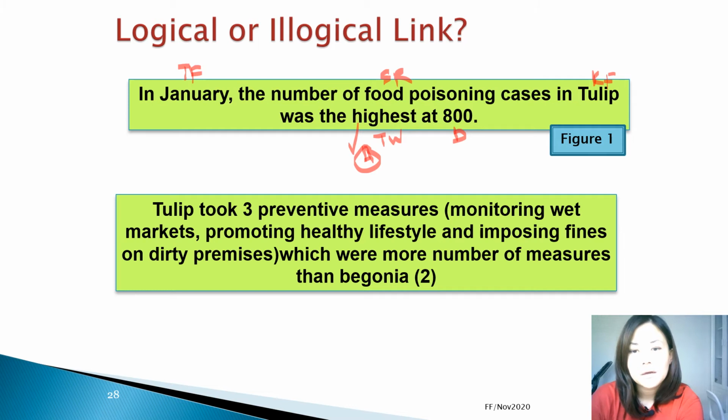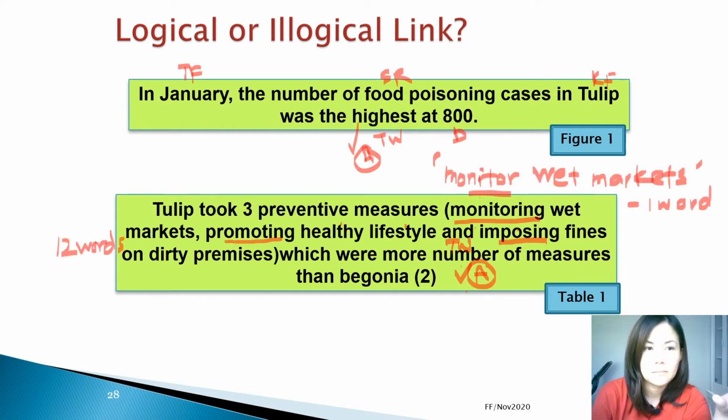And then the second one is from table 1. Tulip took 3 preventative measures: monitoring wet markets, promoting healthy lifestyle, imposing fine on dirty premises, which were more number of measures than Begonia. So more number of measures, it's a trend.